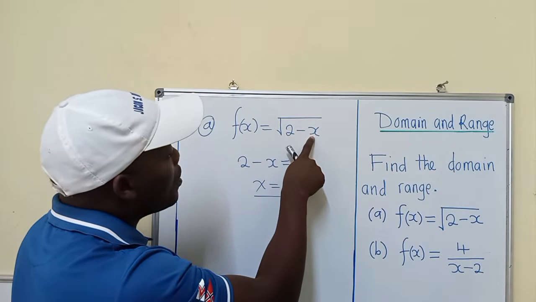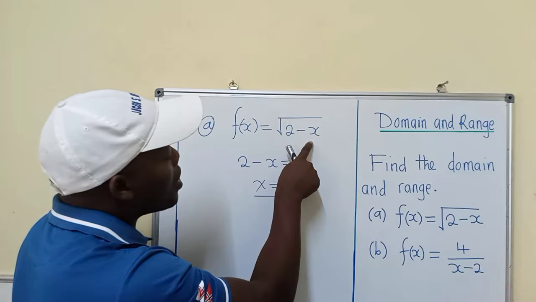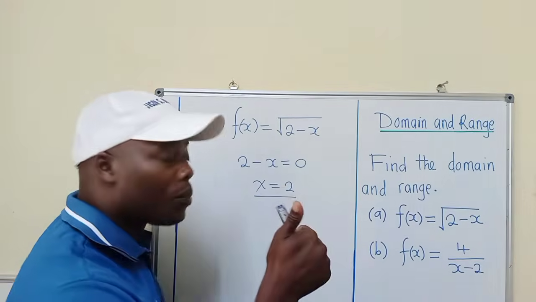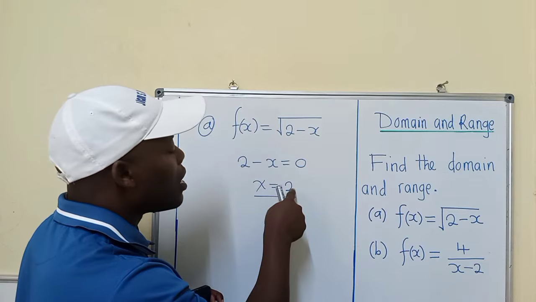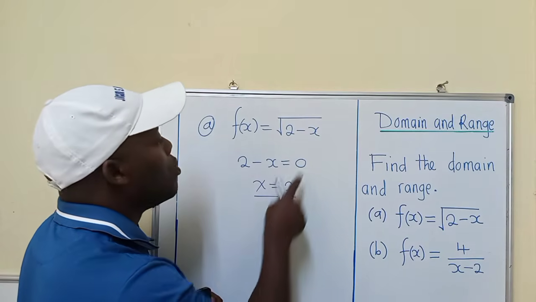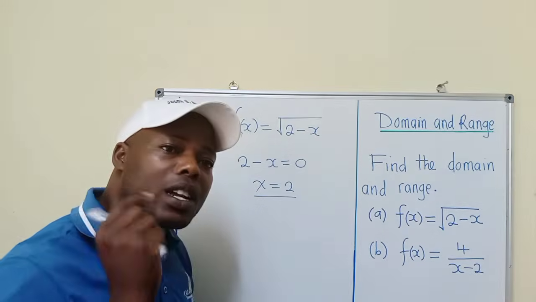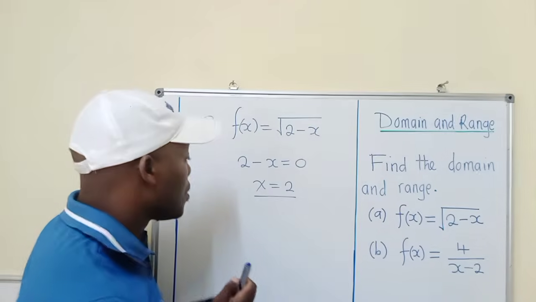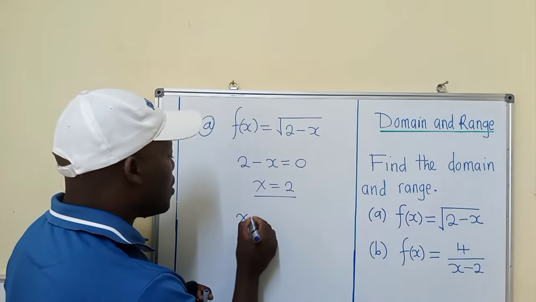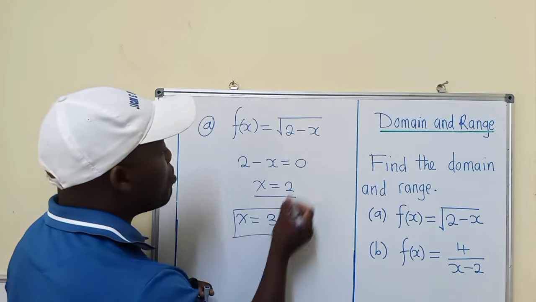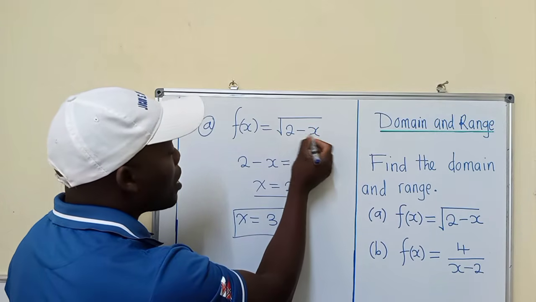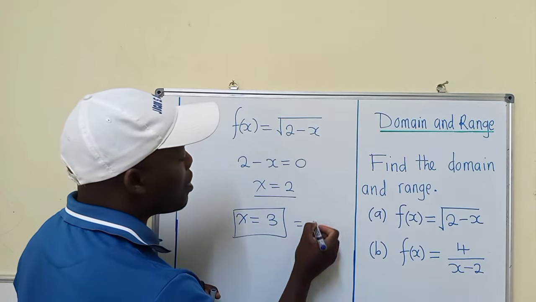So if we put 2 here, what are we going to get? It's a 0. It's okay. Now what if we put a number that is bigger than 2? We put a 3 here. We'll get a negative answer. Look at what I'm talking about. If we say x is equal to 3, and then we put a 3 here, 2 minus 3, the answer will be equal to negative 1.